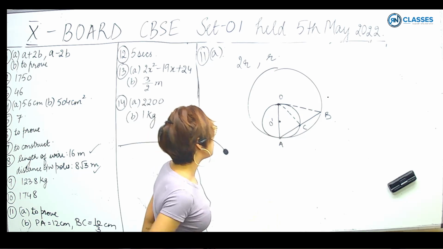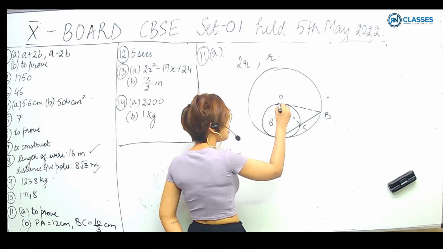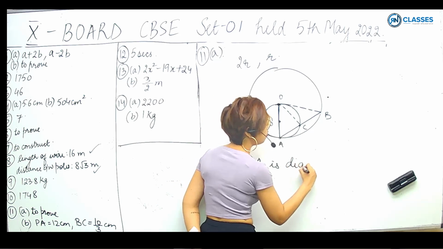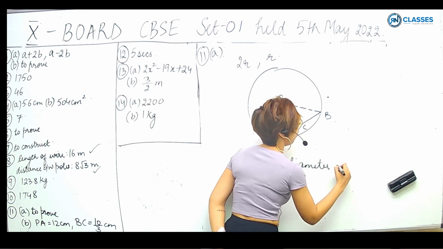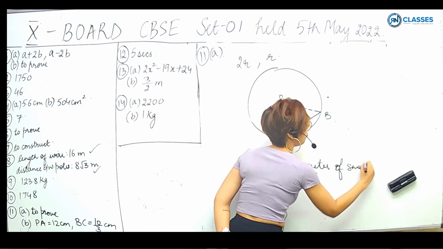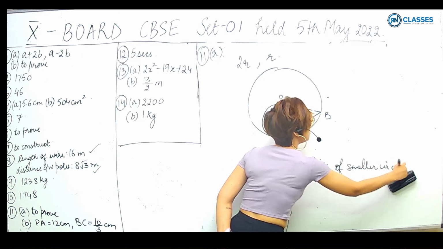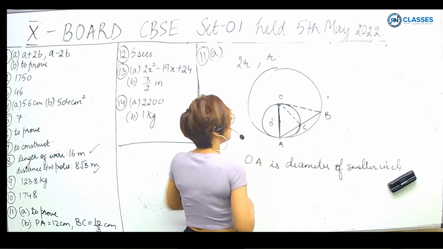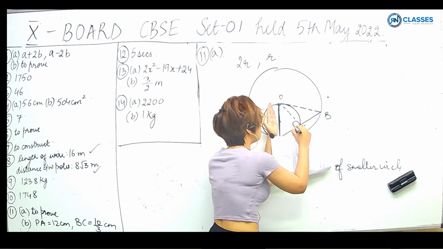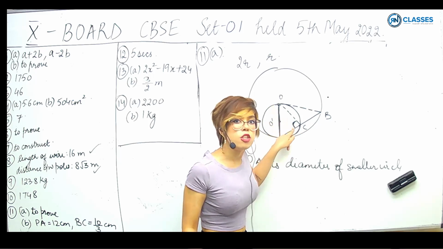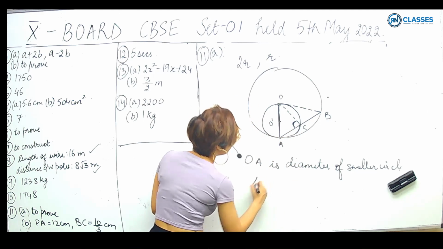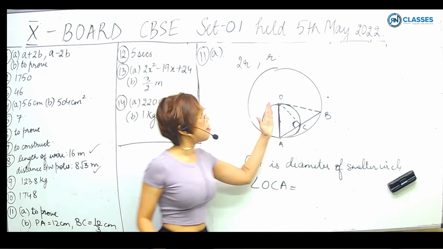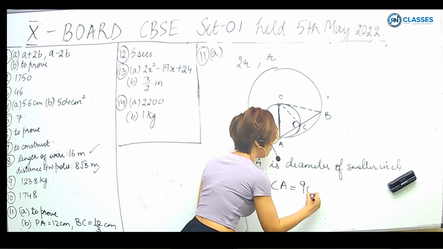Let's make use of the fact. Now, can you say that OA is the diameter of the smaller circle? Right? Now, since this is the diameter, that means in the small circle, this angle will be how much? This angle has to be 90 degrees because angle OCA is the angle in the semicircle. This is the diameter. So that means 90 degrees.